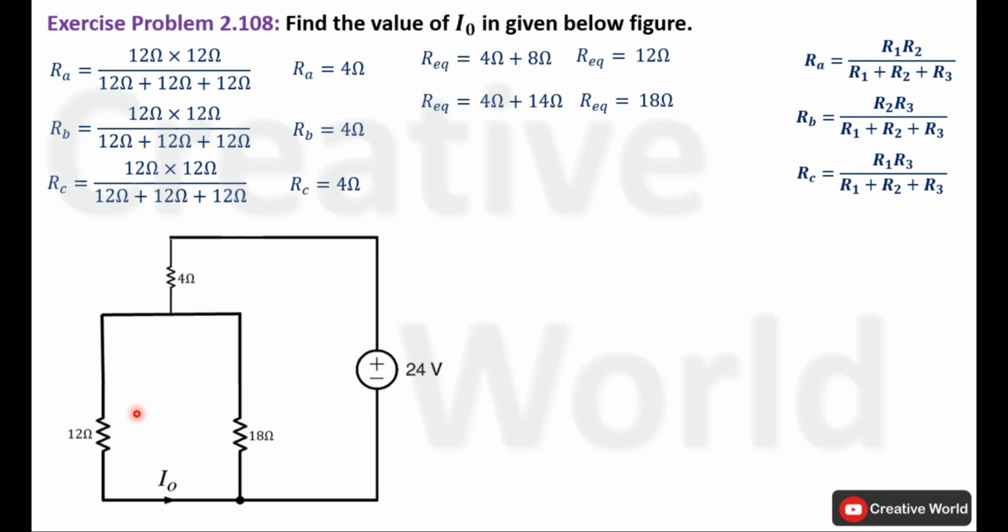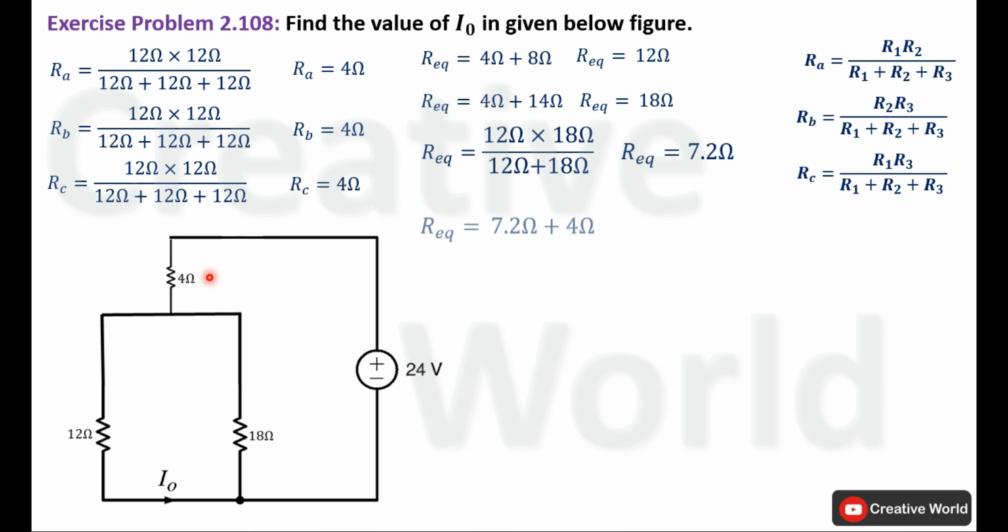For that purpose, we will find the equivalent resistance of these two resistances, that will be equal to the product of both resistances divided by their sum. So R equivalent will be equal to 7.2 ohm. And this R equivalent of these two resistances will be in series with this 4 ohm resistance. So the total resistance of the network will be equal to the sum of 7.2 ohm and 4 ohm. So R equivalent of complete network will be 11.2 ohm.